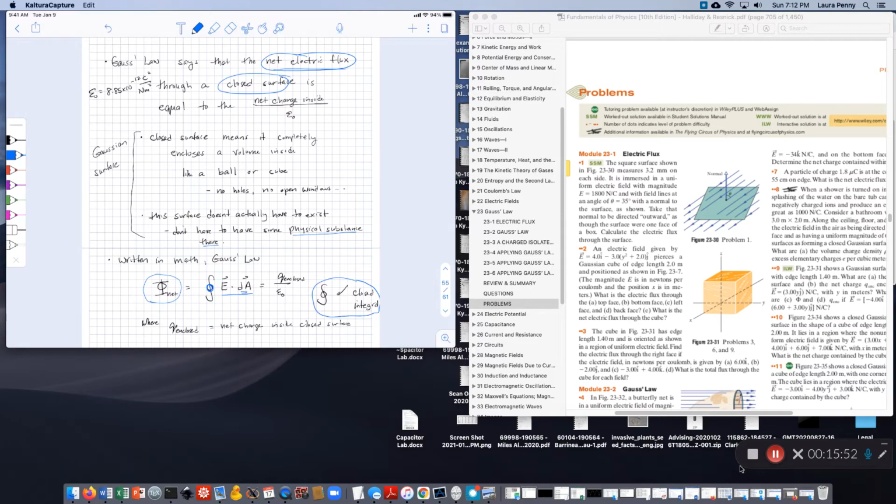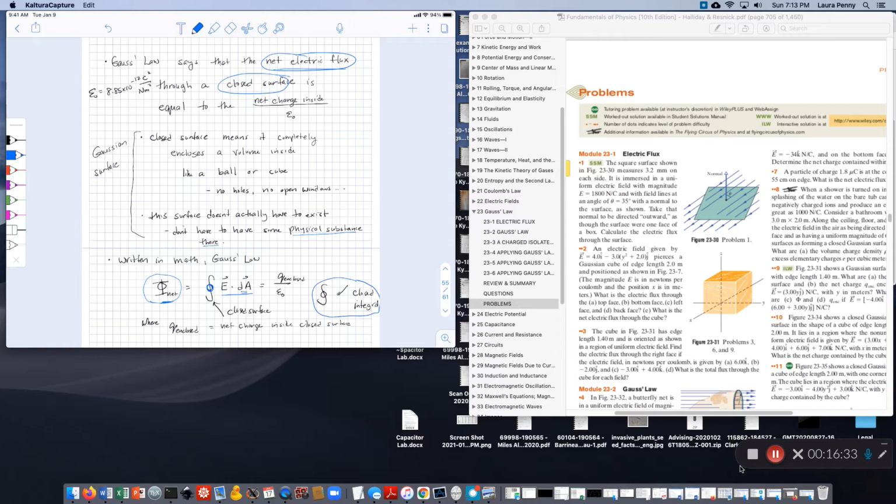So the net electric flux, the actual symbol looks like this. It's electric flux with a net. And then to get a net electric flux, instead of just saying integral E dA, we actually have to put that closed loop sign on the integral, where we say this is a closed surface.